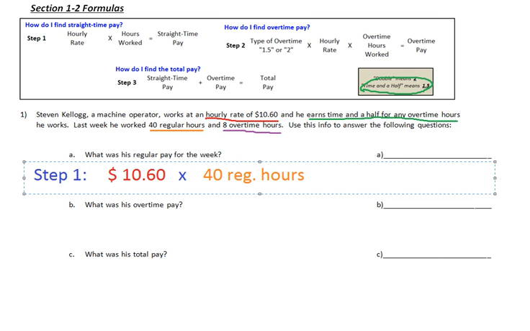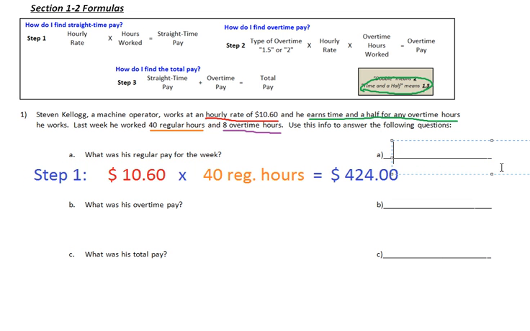Now, you don't have to write in the words regular hours, but you have to at least write 10.60 times 40 to get full credit. As a reminder, in my class, you must show your work to get full points and write the answer properly on the lines that are provided. Now, as we use our calculators to multiply this out, we find that Stephen earns $424. But once again, write it on the line that is provided.